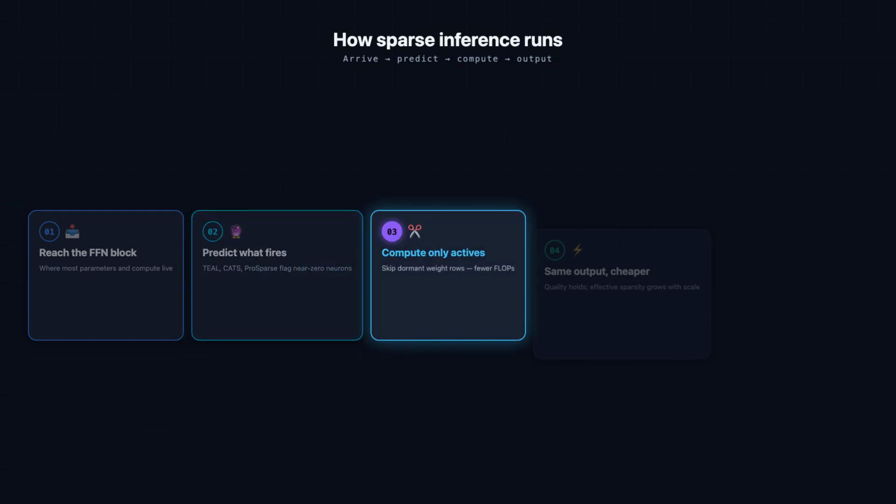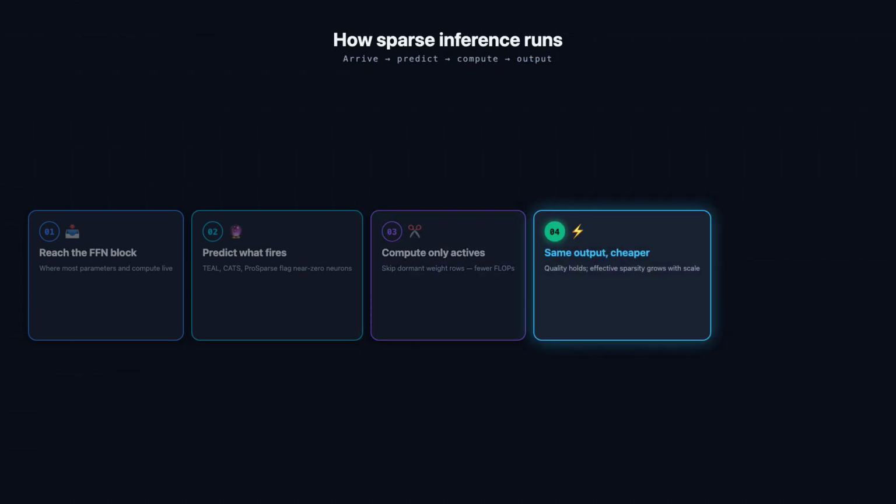Once the inactive neurons are flagged, the layer multiplies only the ones expected to fire. It skips the weight rows and columns tied to the dormant neurons, which shrinks both the arithmetic and the memory traffic the chip has to move. Fewer active neurons means fewer floating point operations, and that is where the speed-up actually comes from.